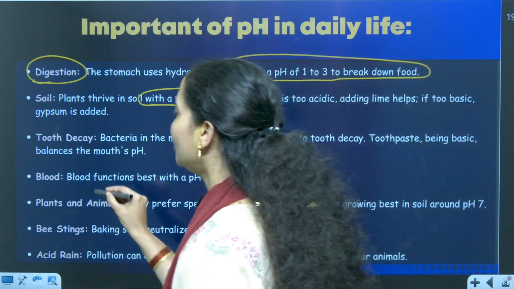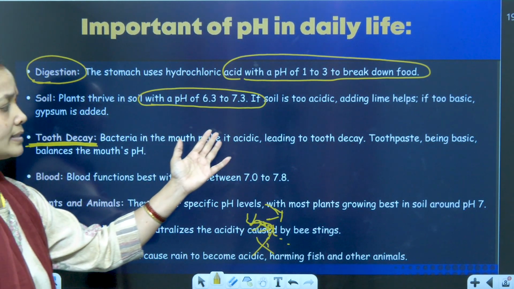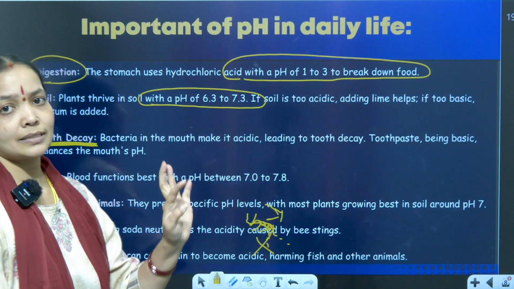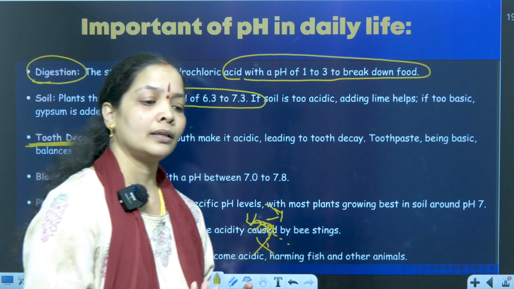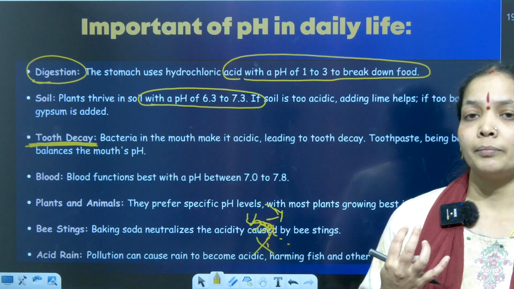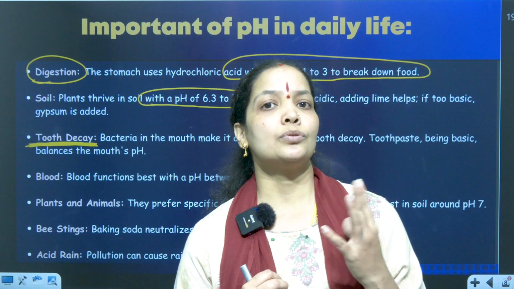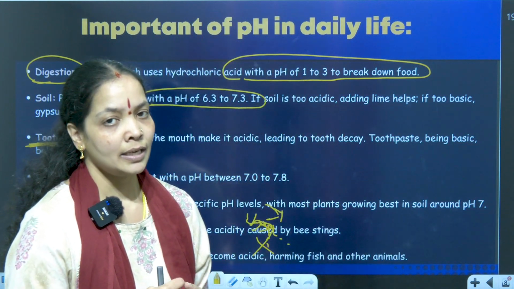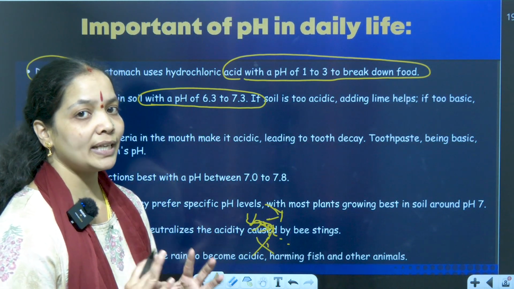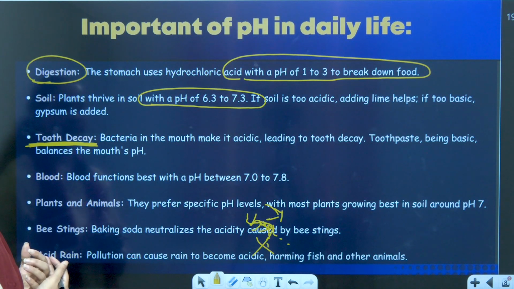Third use is in tooth decay. Important question in board exam, okay? Bacteria in the mouth make it acidic, leading to tooth decay. So toothpaste, being basic, balances the mouth's pH. In our mouth, we have certain acid present. If the amount of acid in the mouth increases, then our teeth will start decaying. In order to neutralize it, we use a basic component called toothpaste. So when we brush our teeth with toothpaste, it neutralizes the acid and gives a clean appearance to the teeth.